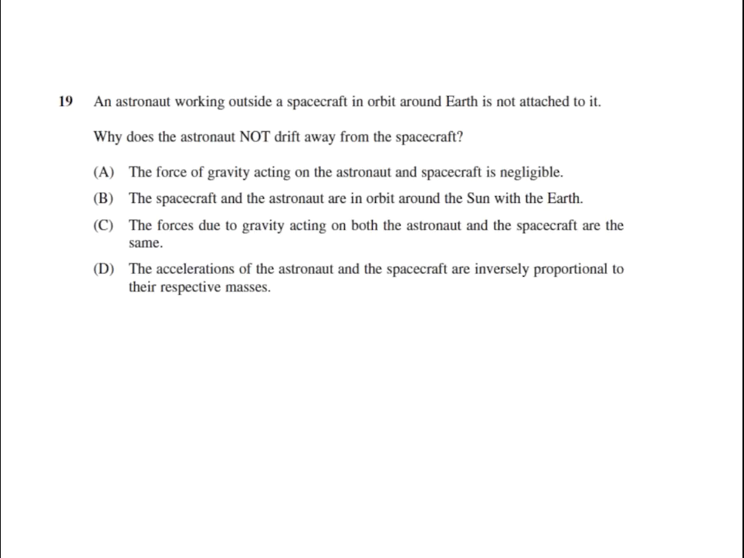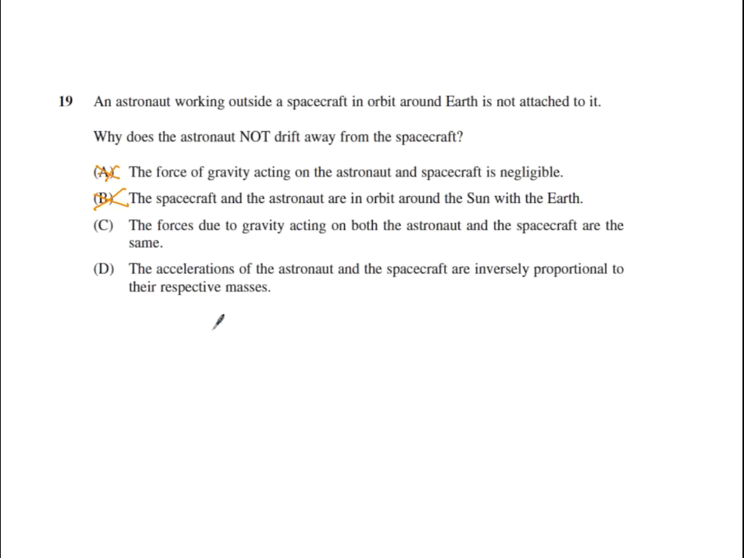Okay, so the first one says A, the force of gravity acting on the astronaut and the spacecraft is negligible. Well, that's a common misconception, but clearly wrong. There is a force of gravity acting on both the astronaut and the satellite. So that is clearly incorrect. Okay, B, the spacecraft and the astronaut are in orbit around the sun with the Earth. Well, yes, that's true, but it is not the reason why they do not drift away. It's not relevant at all. So that discounts B.